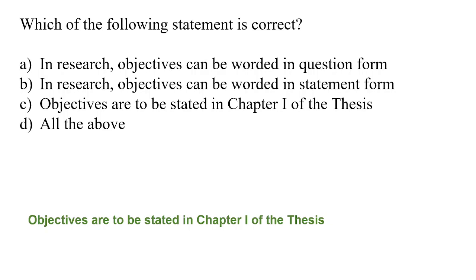Mostly those are in statement form when you are writing your hypothesis and then focusing on the objectives. But option C is definitely correct. That's why I have written that objectives are definitely to be stated in chapter 1 of the thesis, because that's where you build your next chapters on. So have you ever seen objectives being stated in a question form in any kind of research, professional research article or anywhere?